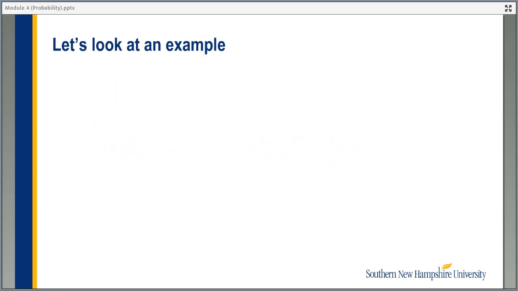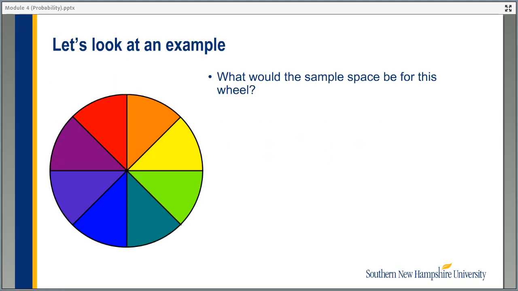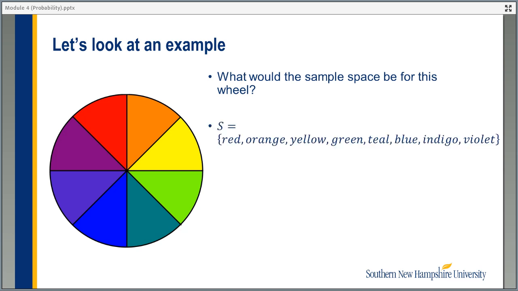So let's look at an example. Let's say we had a spinner on this wheel, and we wanted to find the sample space for the results. The sample space would be a list of all of the colors. Typically a capital S is used to represent sample space, and the values are written inside curly brackets, separated by commas, as we can see here.